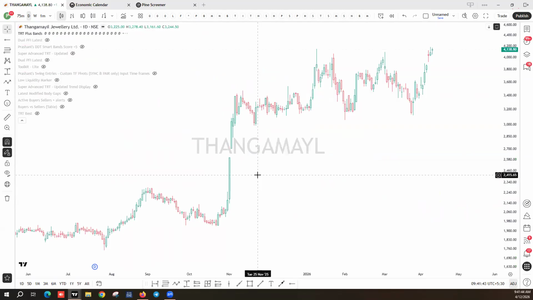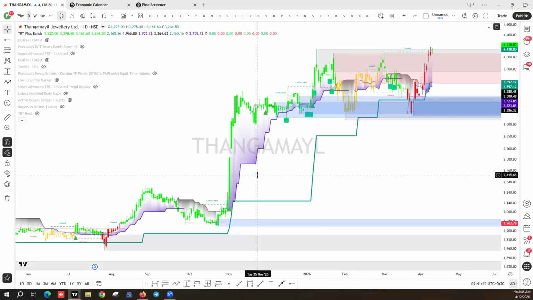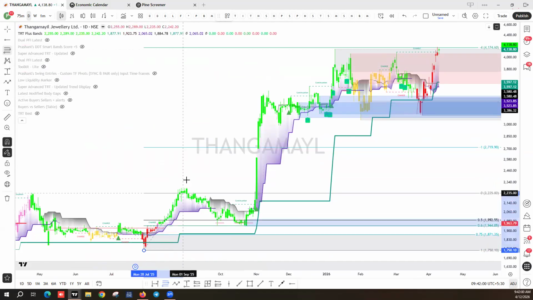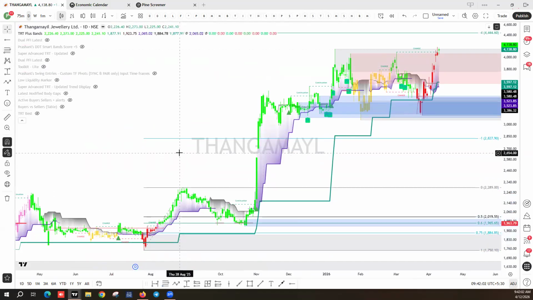Then Thangamayil Jewellery. You can notice it changed to green color, went up, and this is the reason I don't buy on green color immediately, because it went up and gave retracement. So sometimes we miss the retracement and sometimes we get the retracement. See, it went up continuously, came down with a 60% retracement.